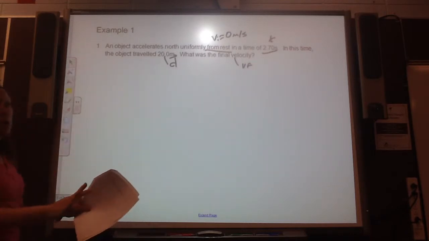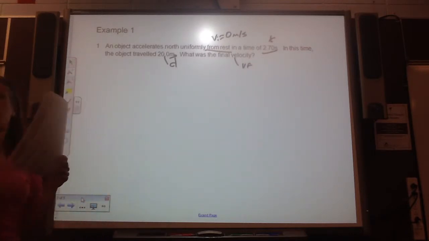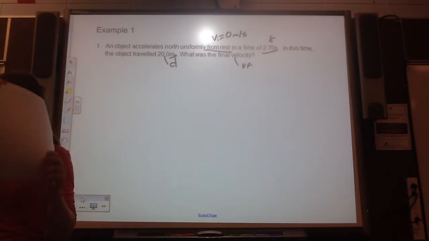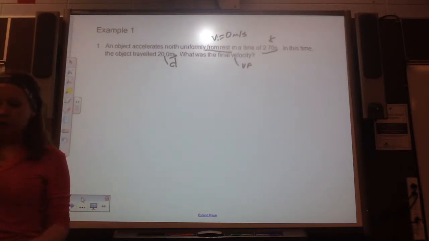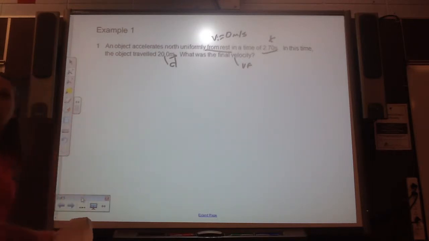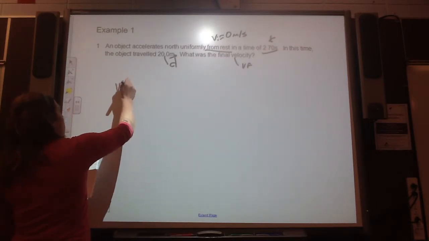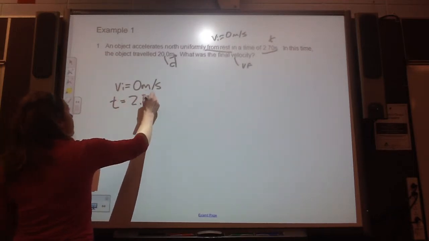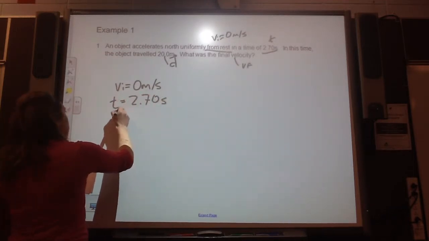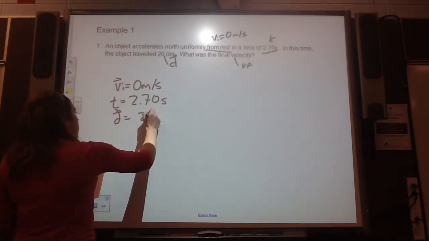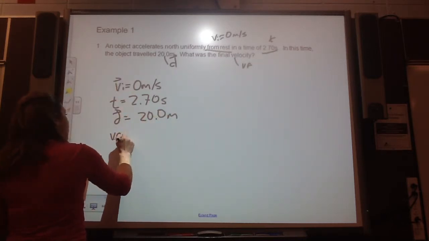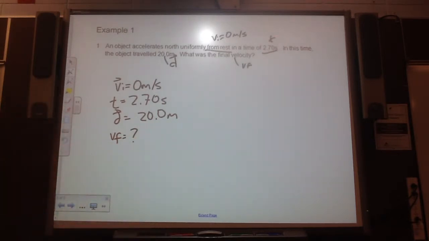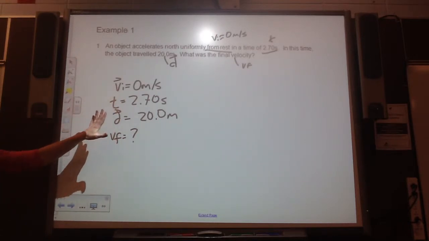So I'm going to write out everything I know. This is really important that you do this. Sometimes, you know, I go around and you get confused about the question, but you haven't written down your information. Please, please write down your information of the question. So I know Vi is equal to 0 meters per second. T is equal to 2.70 seconds. D, with an arrow, I should draw my arrows, is equal to 20.0 meters. Vf is what I'm trying to find. If you write out everything you know and what you're looking for, these questions will be much easier.